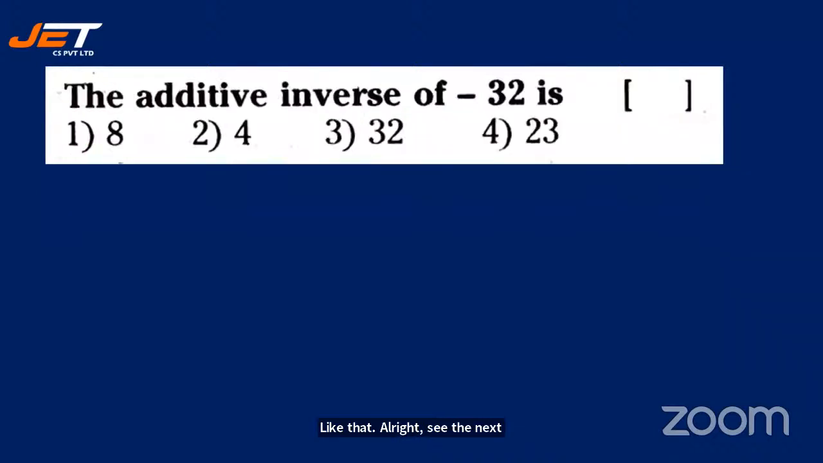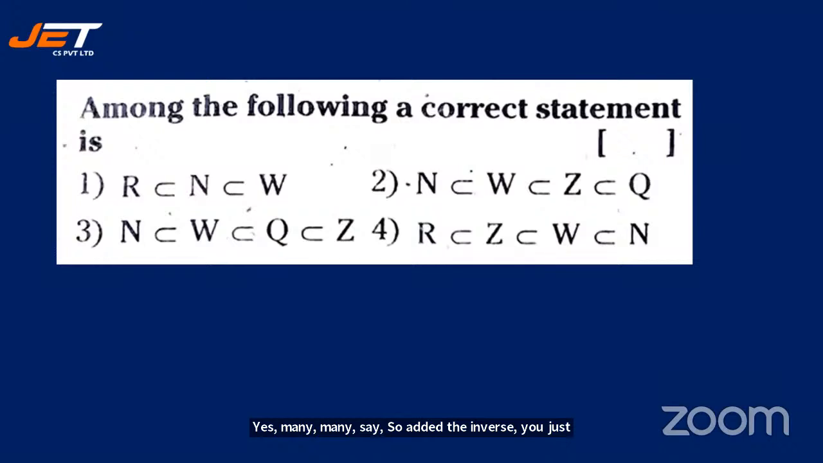The additive inverse of -32 is, the last time we saw multiplicative inverse. So now it is additive inverse of -32 is dash. Very simple question. I'm sure you all must be giving me the answers correctly. Yes, many says answer 3, which is the right answer. Yes, it is. So additive inverse means you just have to change the sign. All right. Yes, move on to the next question.